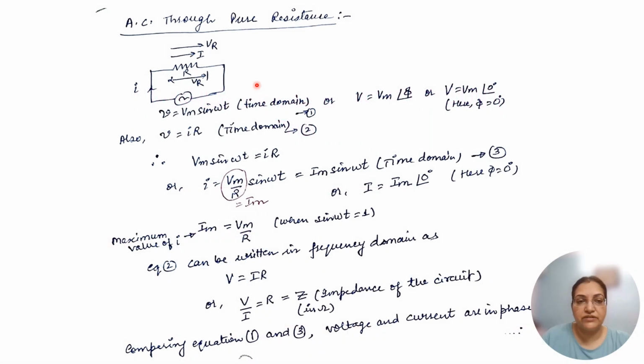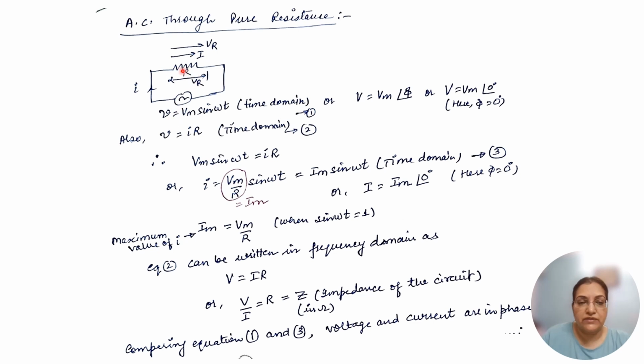Let us do the analysis of AC through pure resistance. So in this circuit, we can see a resistance R is connected and it is being supplied through the alternating voltage, where the alternating voltage is defined as v equal to Vm sin omega t. This representation of the voltage is the time domain representation, where we can see that this lowercase v is indicating the instantaneous value and it is varying with respect to time. It's a function of time.